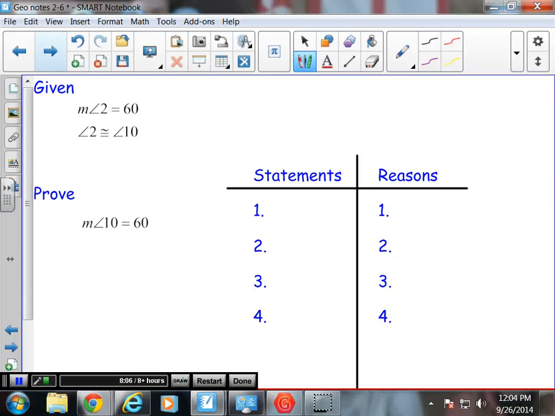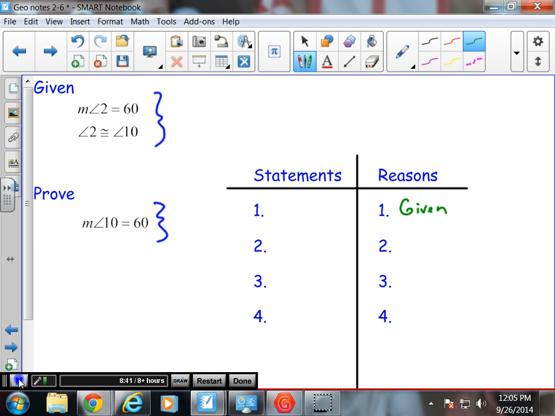All right, now we are given that the measurement of angle 2 is 60 degrees, and angle 2 is congruent to angle 10. It wants us to prove that the measurement of angle 10 is 60 degrees. By looking at the given, you can come up with this pretty easily, but we need 4 steps to do it. So the first step, we are once again going to write our given.